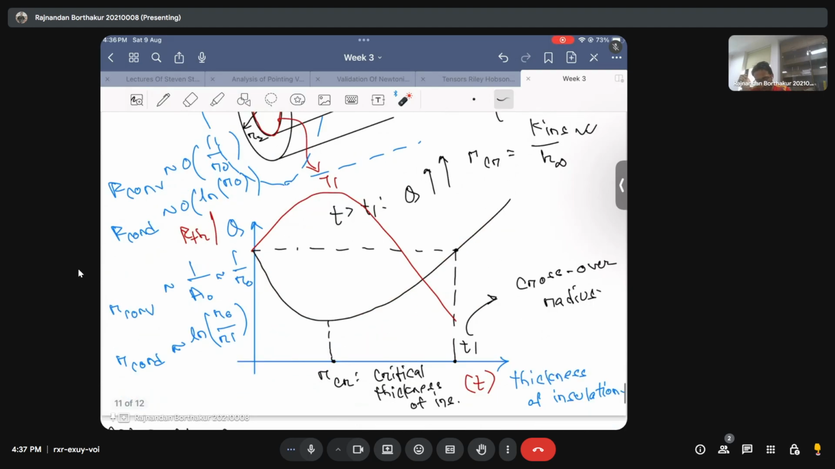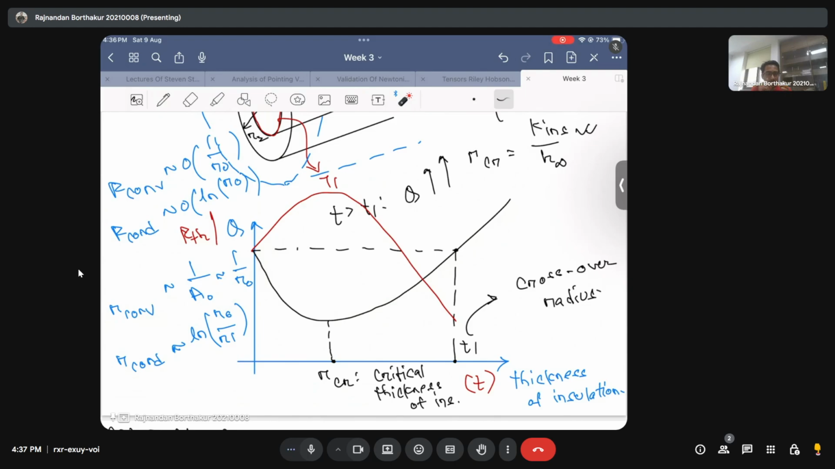So beyond T greater than RCR, your resistance decreases because your convection resistance dominates over the conduction resistance. You can see that your convection resistance is proportional to 1 by R naught, and your conduction resistance is proportional to ln of R naught by Ri. Since your convection resistance dominates beyond this, your overall resistance decreases because R naught increases when you keep on adding insulation. And typically that's the reason why your rate of heat transfer increases when you increase the thickness of the insulating material beyond your critical thickness of insulation.